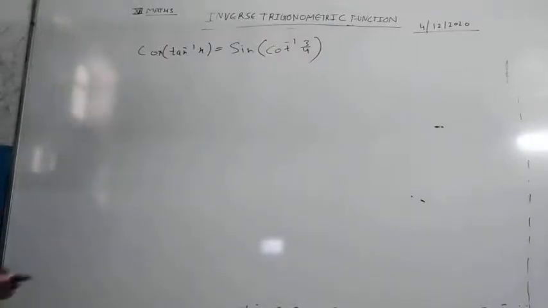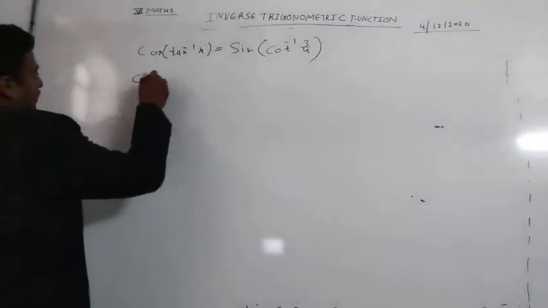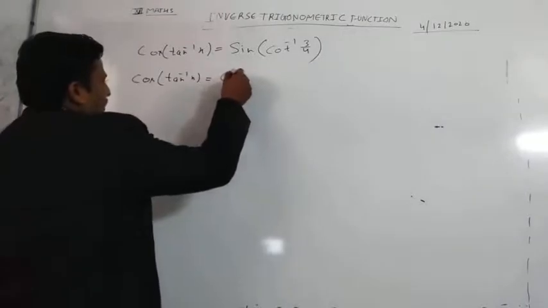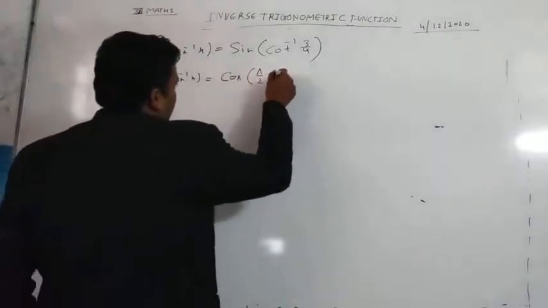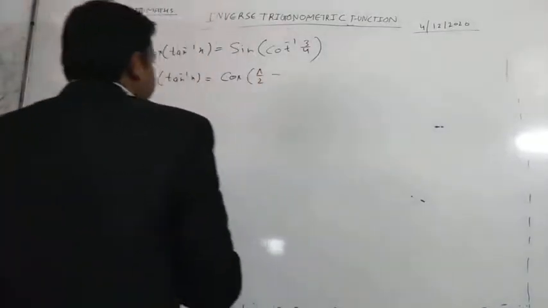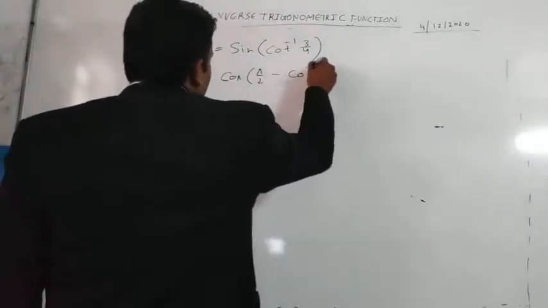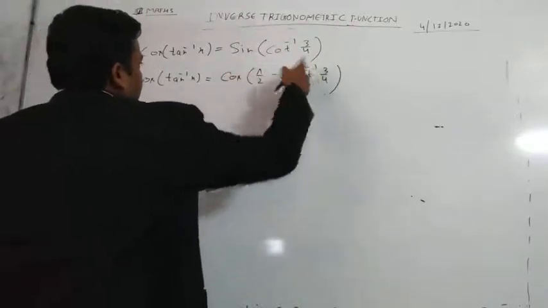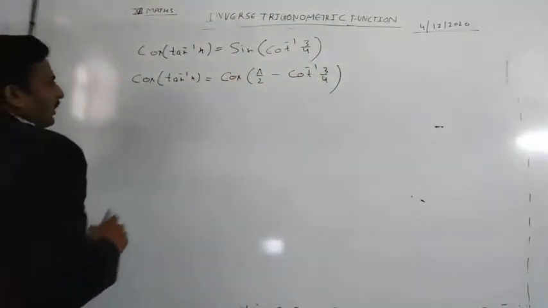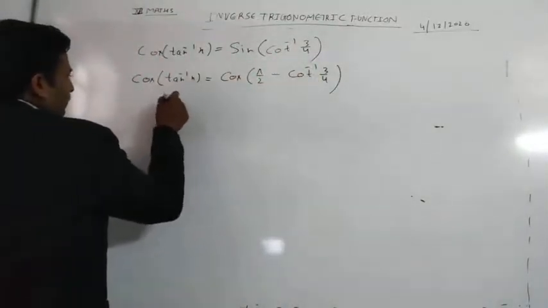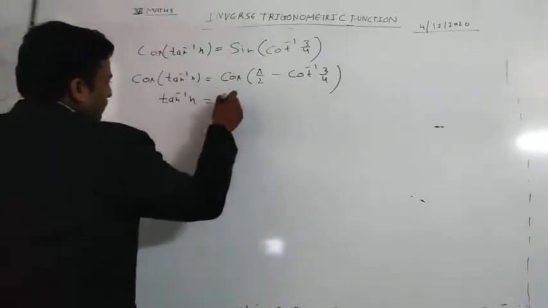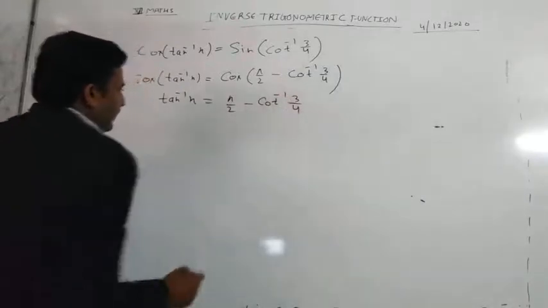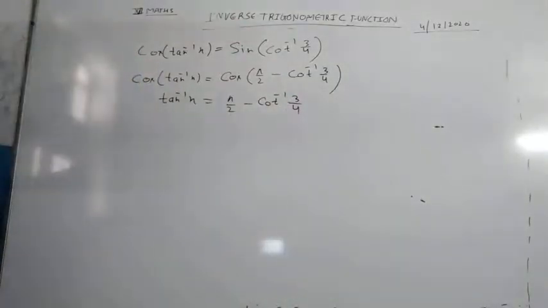So students, we can write this cos tan inverse x is equal to cos of pi by 2 minus cot inverse 3 by 4. Cos 90 minus theta is sin theta, so you can write this. Now this cos and cos will reduce. So tan inverse x will be pi by 2 minus cot inverse 3 by 4. Okay.